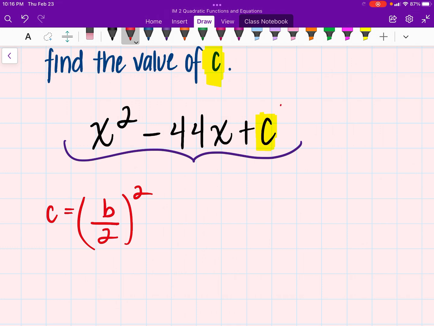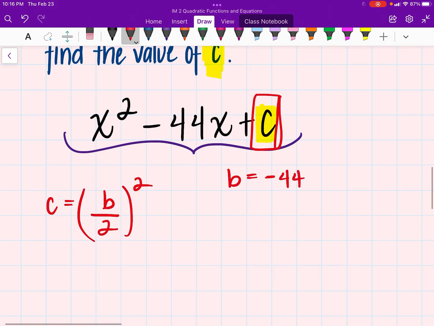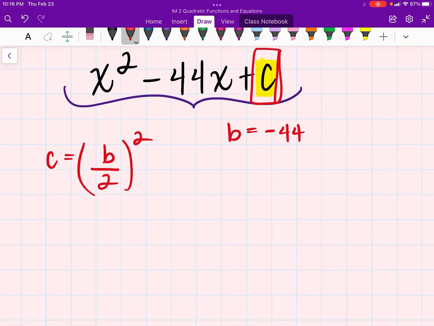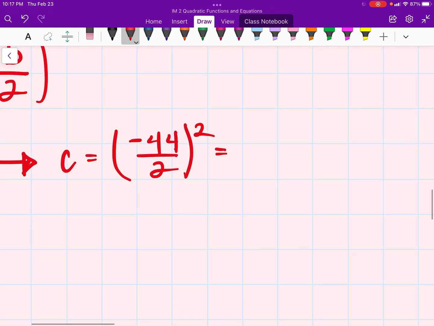Most of the time, or actually all the time, that c value is going to be a perfect square. So our b value here is negative 44. We're going to use it to solve for c. So c is going to become negative 44 divided by 2, and then squared. If we simplify this, negative 44 over 2 is negative 22, and we're going to square that.